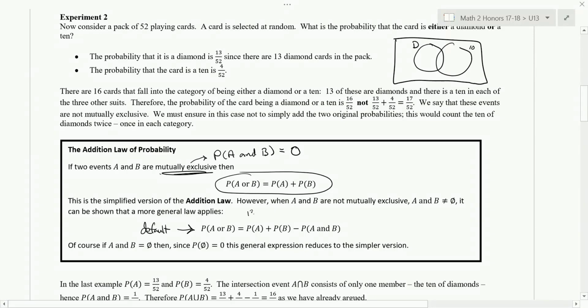And in particular, if we used it with our cards, we'd have 13 out of 52 here, plus 4 out of 52, minus the probability of getting the diamonds and a 10. What's that probability? How many 10 diamonds are there? 1 out of 52. And then you're finally getting the right answer, 16 out of 52. Okay. All right. Is this making sense? Okay.